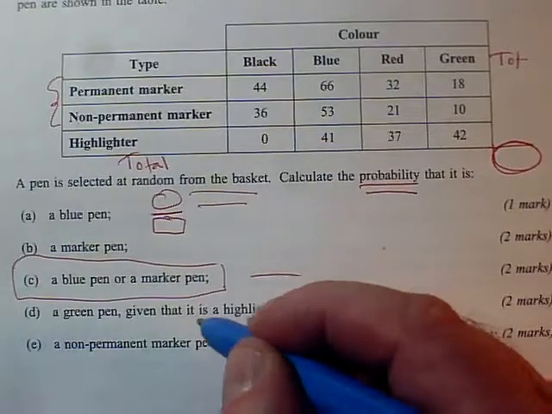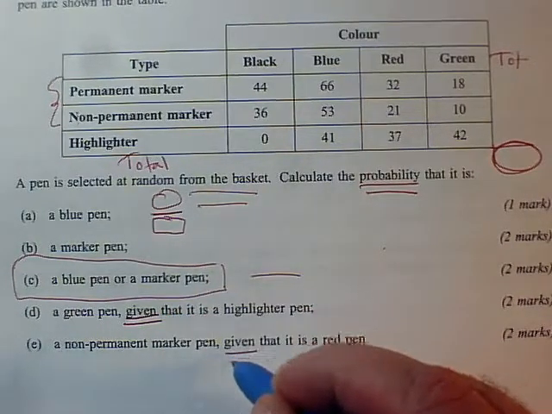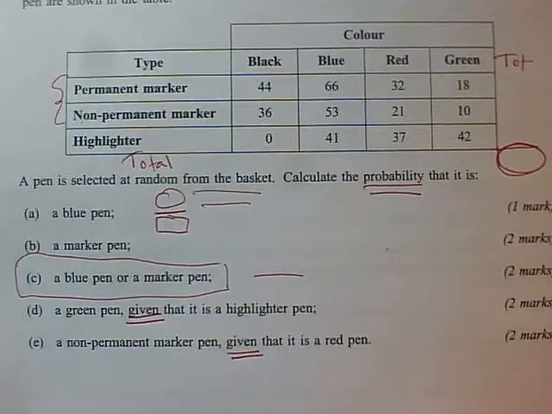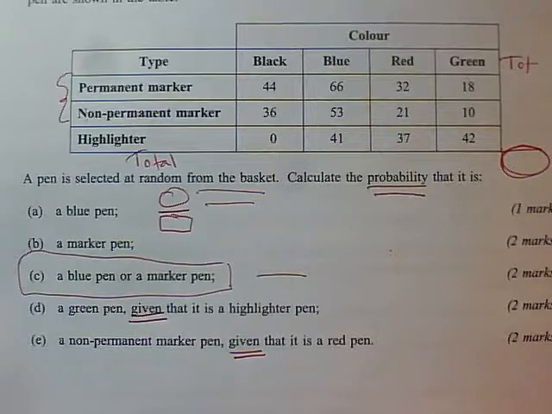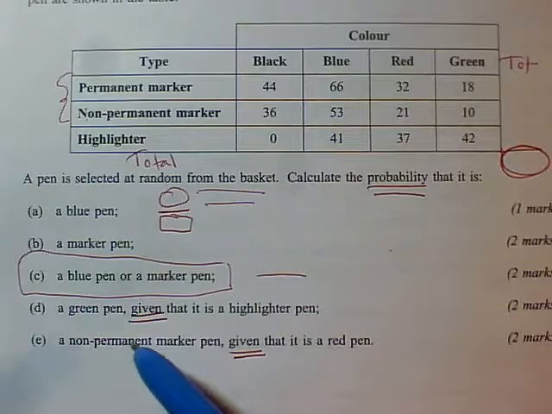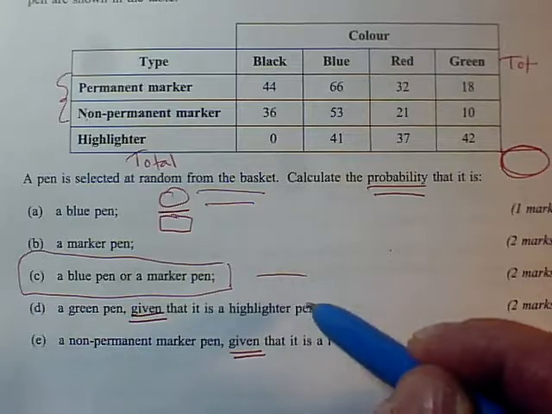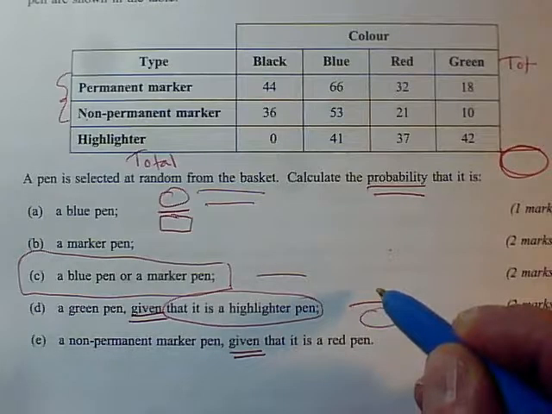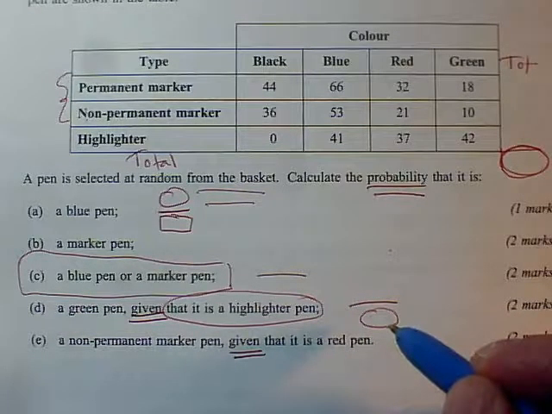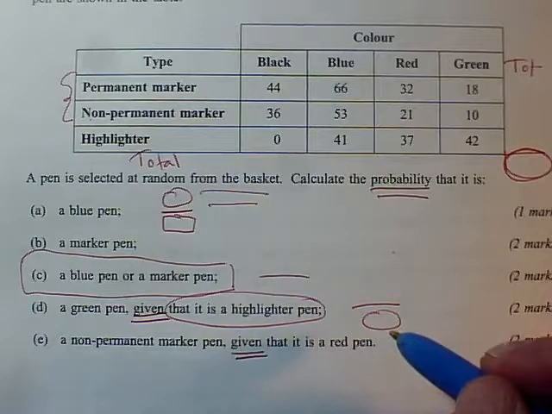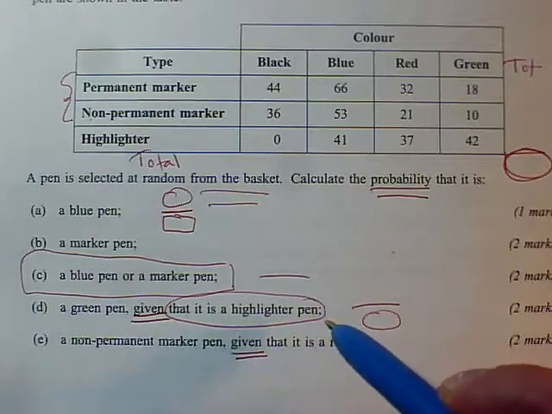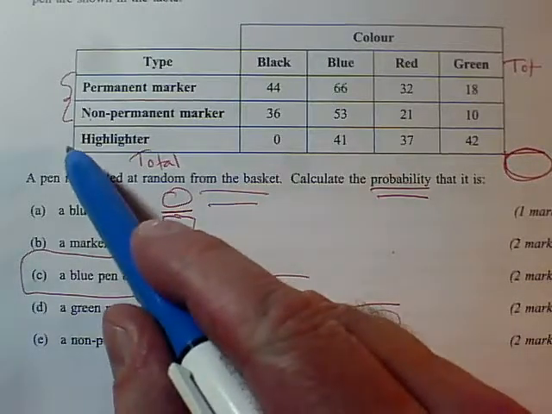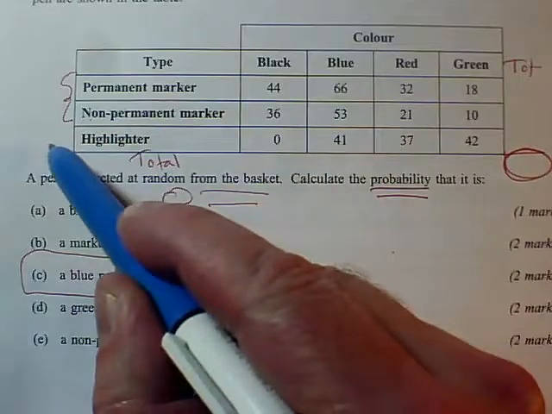Now the last two probabilities contain this magic word given. Okay, that means that these are conditional probabilities, and we've got to decide what are we being given. Okay, so are we given that it's a green pen, or are we given that it's a highlighter pen? We're given that it's a highlighter pen. Now that affects the bottom number of your fraction. The bottom number is how many pens it could be at the moment when we pick it. Okay, and we know that it has to be picked as being a highlighter pen, so therefore the bottom number of this fraction is going to be affected by the fact we know we're on this row.